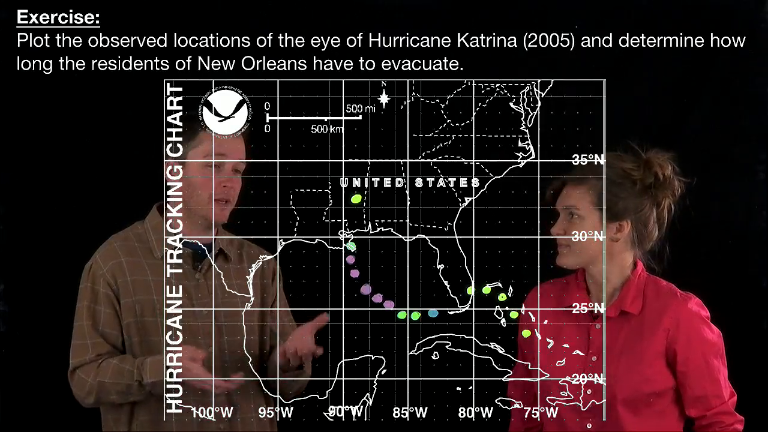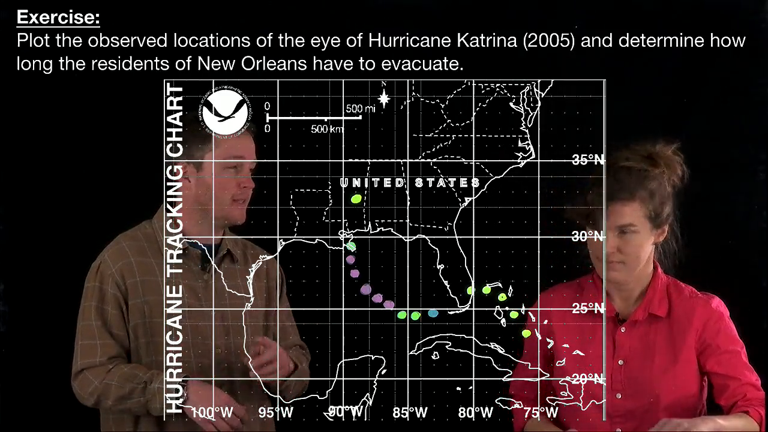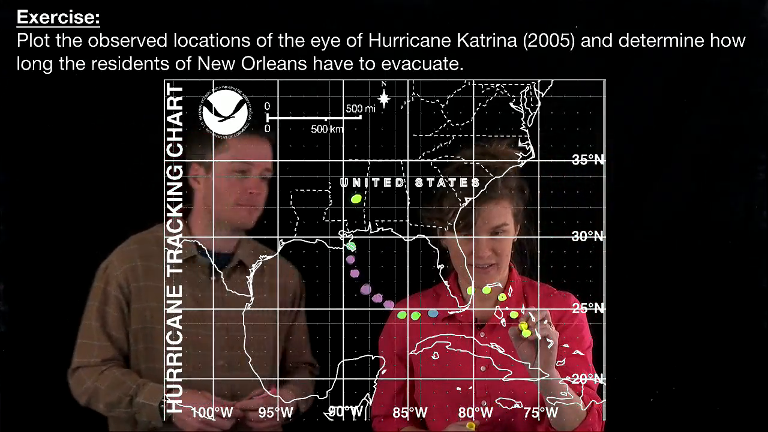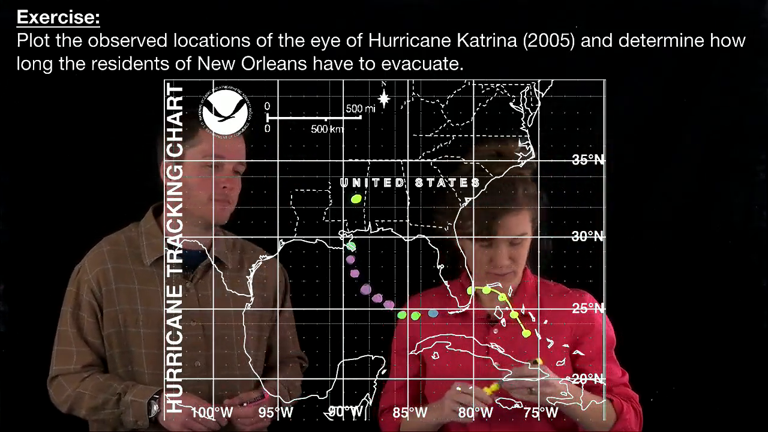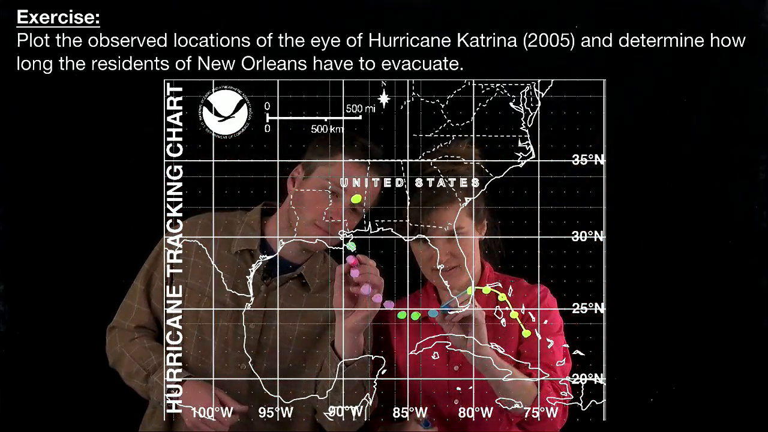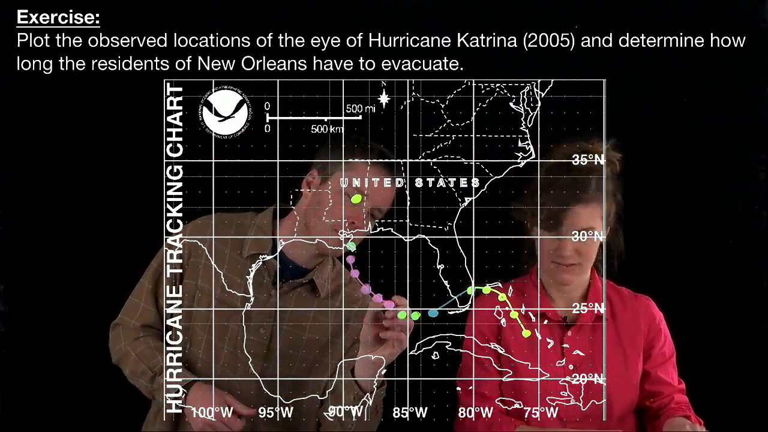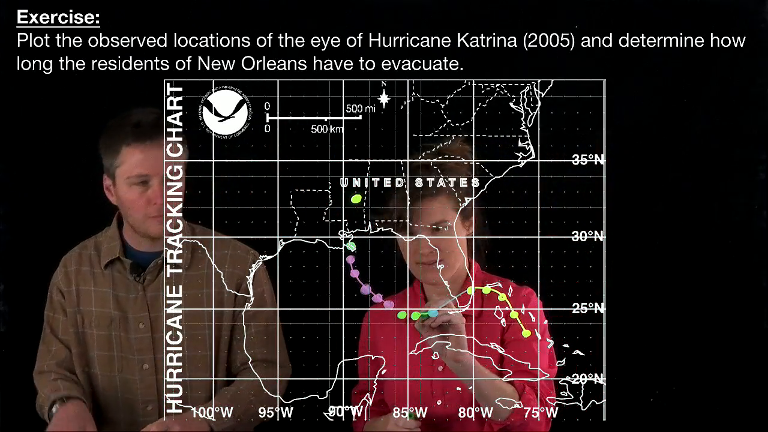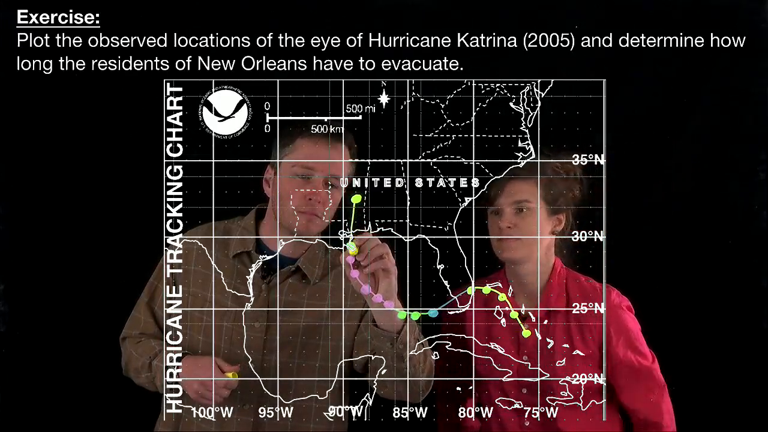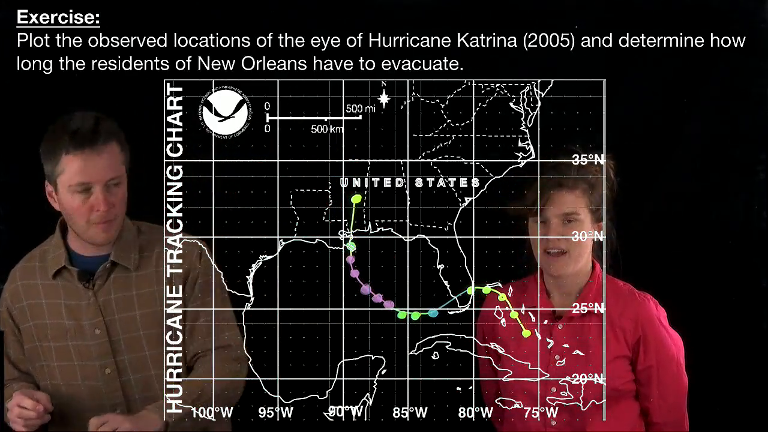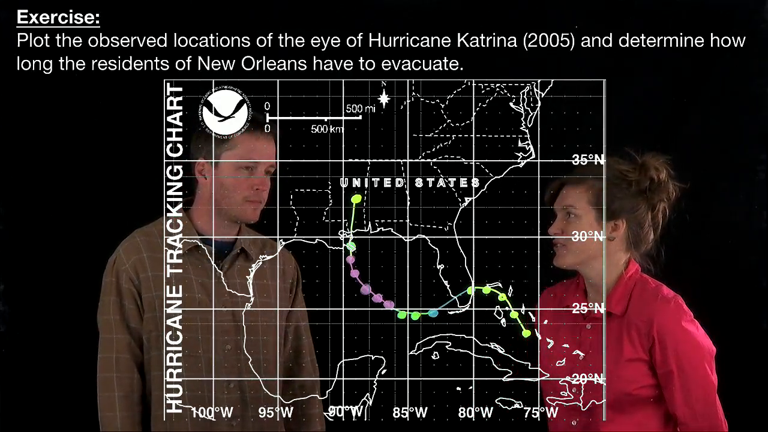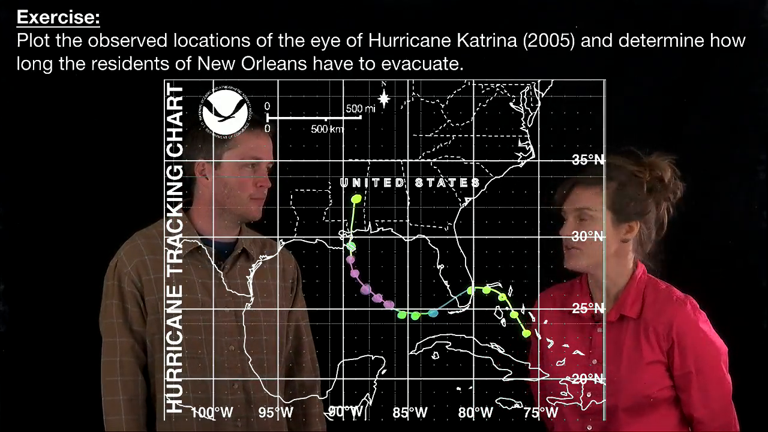Okay, and if we connect the dots here, we can trace out a track for the hurricane. I'm going to keep the track representing the wind speed, so I'm going to try to color the track appropriately. Okay, so now that we have our track, we can see the path that Hurricane Katrina took through the Gulf.